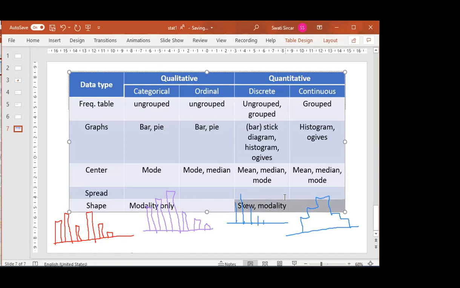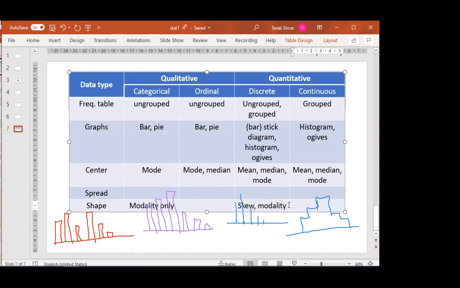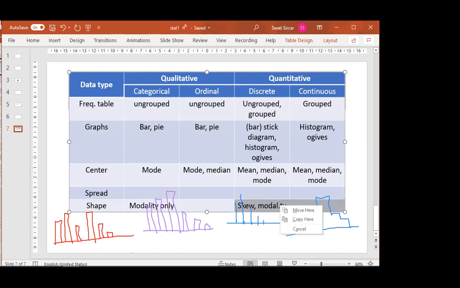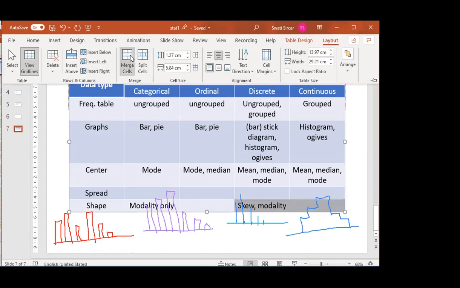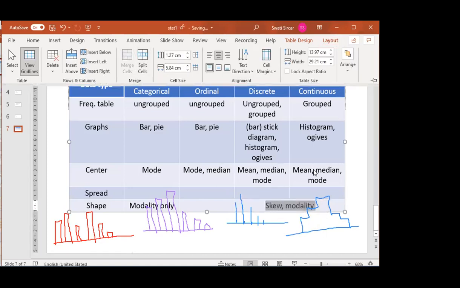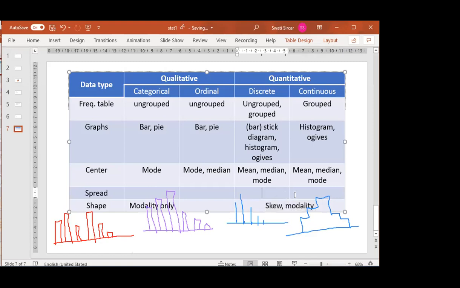So maybe here I can just simply merge instead of writing twice. It wants me to do things the hard way. Fine.